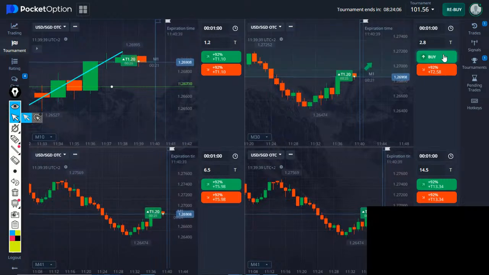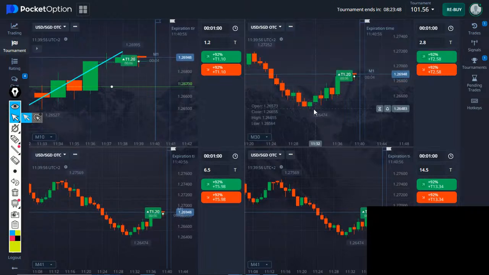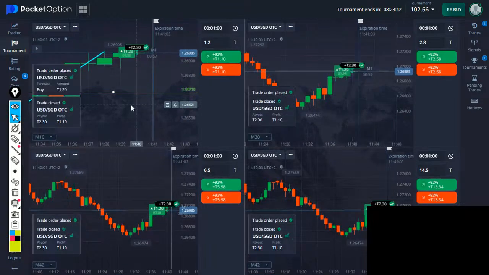So we'll go for a buy if it's a loss. 21 seconds left. All right. Beautiful, beautiful rejection. Come on. 6 seconds left. Beautiful. That's going to be a win. We'll take a buy at the opening of the candle.